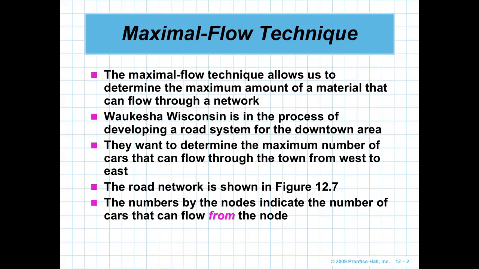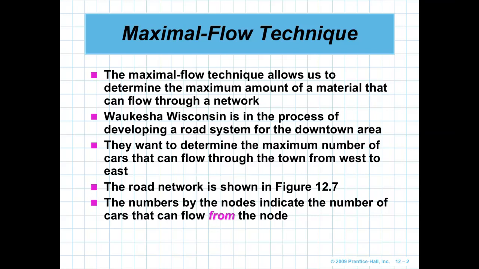So if there is a network, then we can calculate the maximum number of, for example, cars or anything in that network. In this case, the example is about Waukesha, Wisconsin. This company is in the process of developing a road system for the downtown area. They want to determine the maximum number of cars that can flow through the town from west to east. So the start is from west to east.